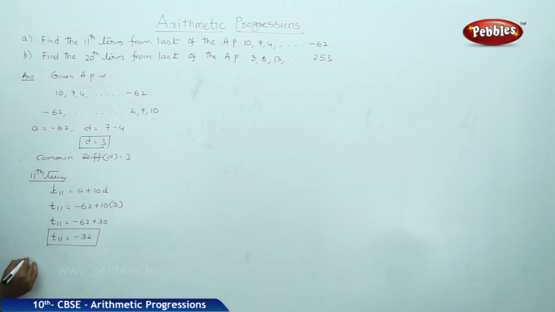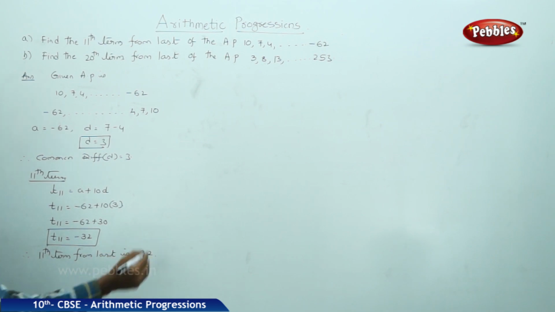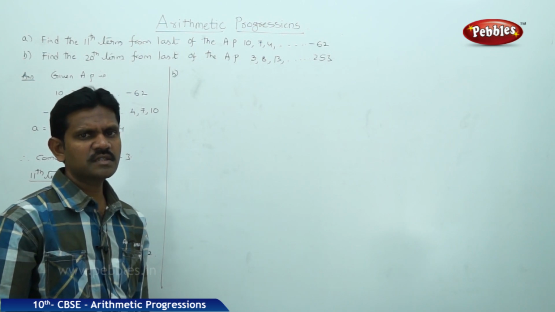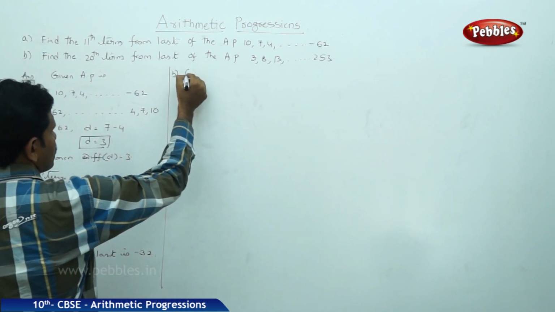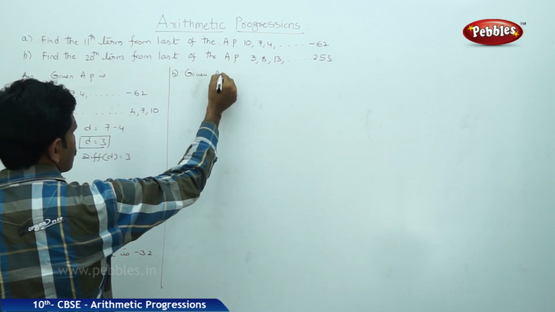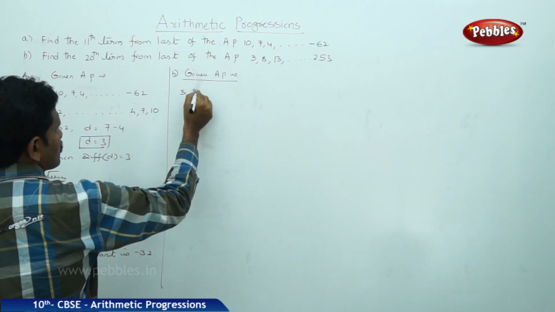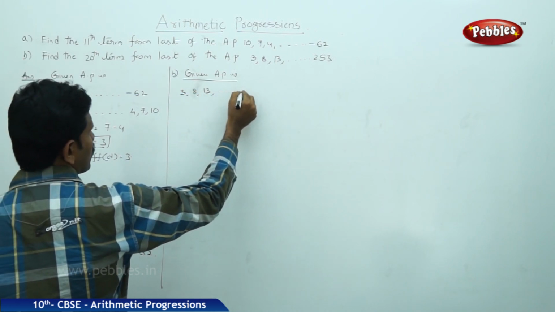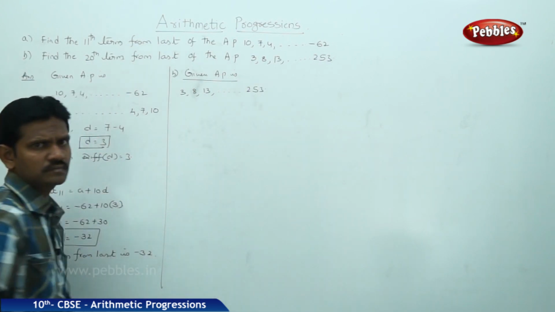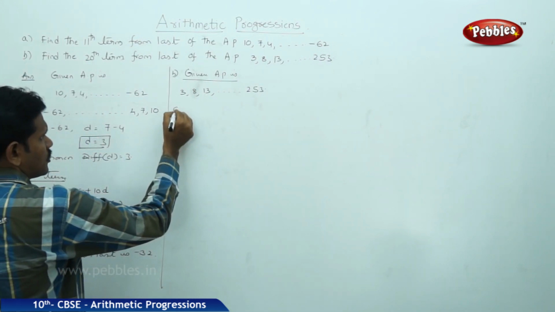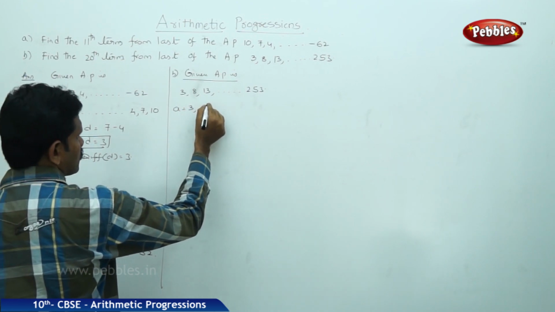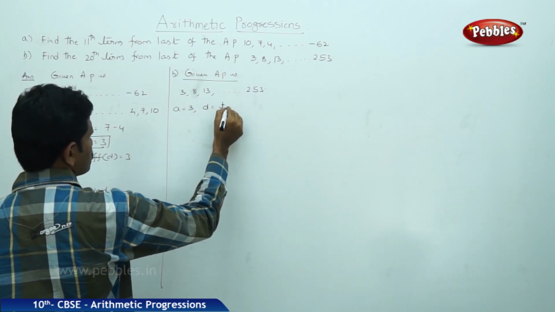Therefore, 11th term from last is minus 32. Let us see the second example. Given AP is 3, 8, 13 and so on 253. That is A is equal to 3, common difference D is equal to T2 minus T1.